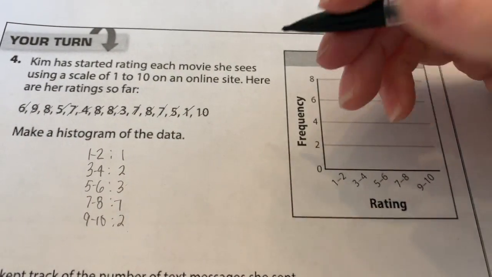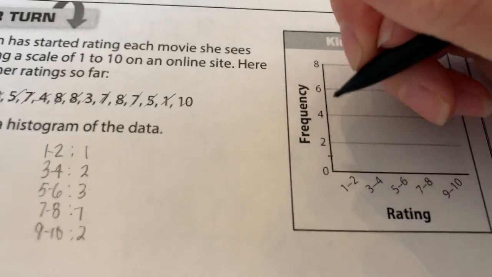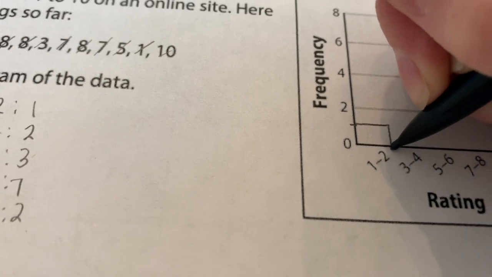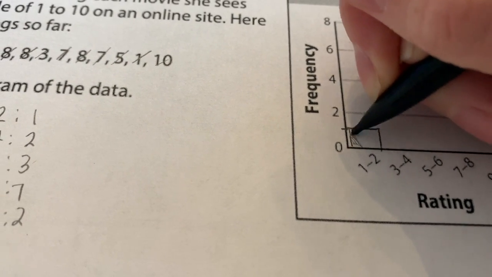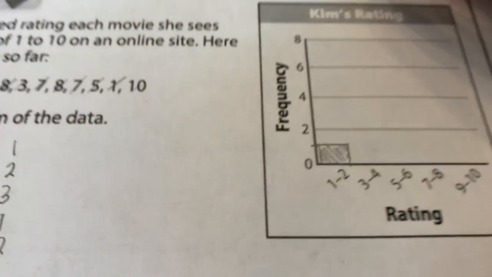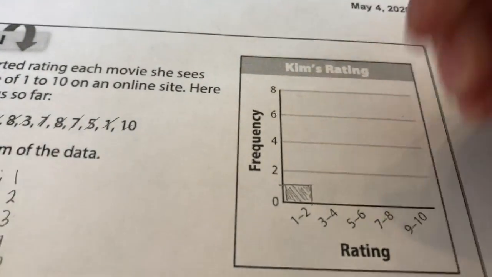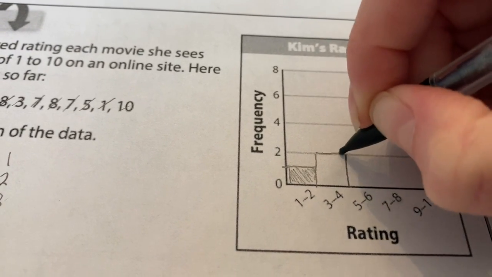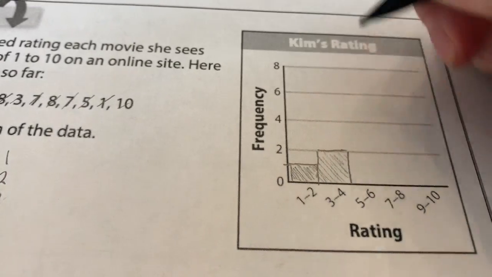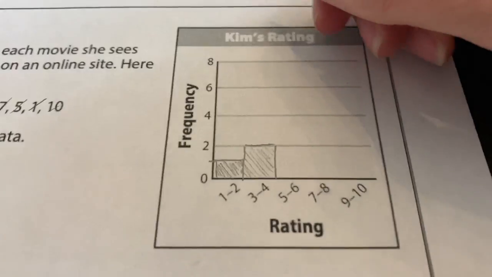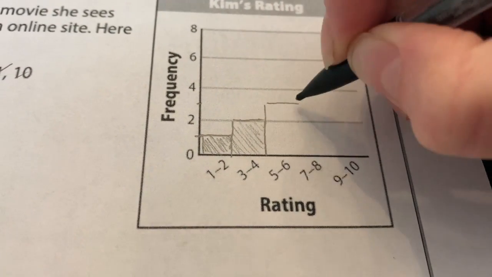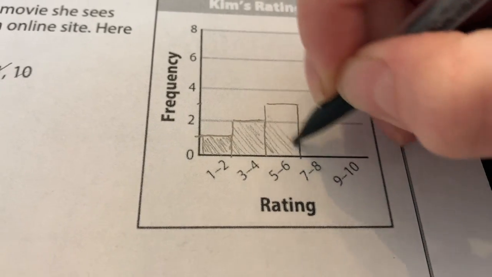So in the 1 to 2 interval range, I only have 1, so that's in between 0 and 2. So I make a bar like that. And you can shade it in. It's generally best to shade it in. From 3 to 4 is 2, so I make my bar going up to 2. Shade it. From 5 to 6, there's 3, so that's in between 2 and 3. So that's going to go up to here, like this. Then from 7 to 8, I had 7.